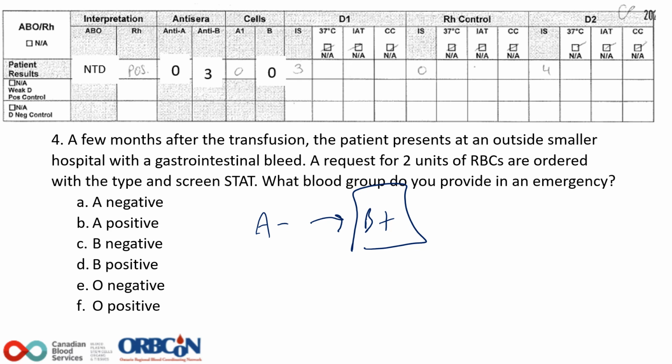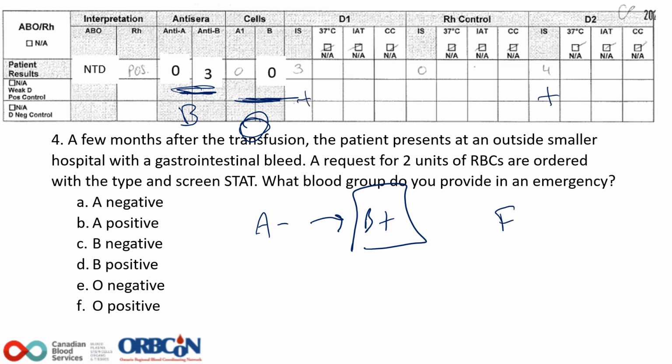The patient presents at an outside smaller hospital with a GI bleed. There's a request for 2 units of red blood cells with a type and screen ordered stat. What blood group do you provide in an emergency? So let's take a look at the forward and reverse typing. Forward typing looks like a B. Reverse typing still looks like a group O. RH looks positive, positive. So we have an RH positive.